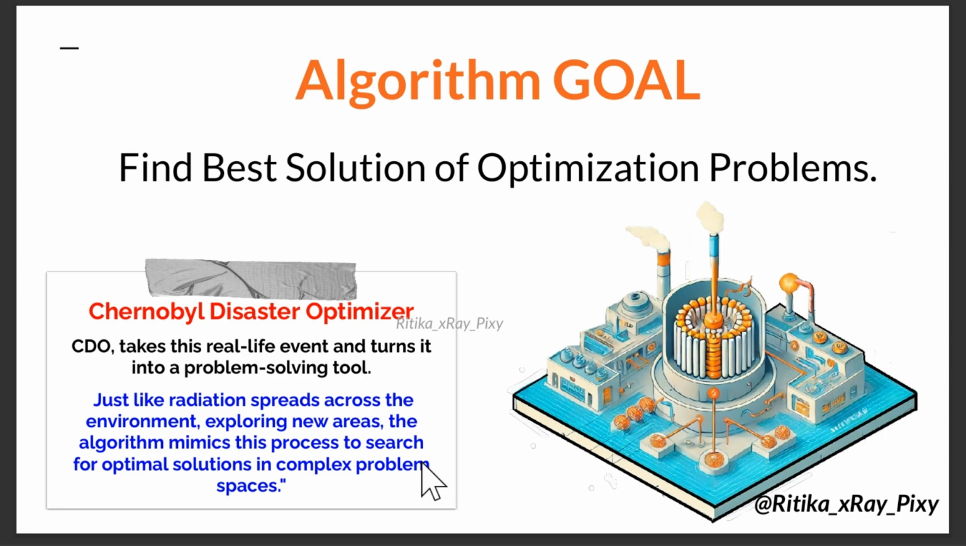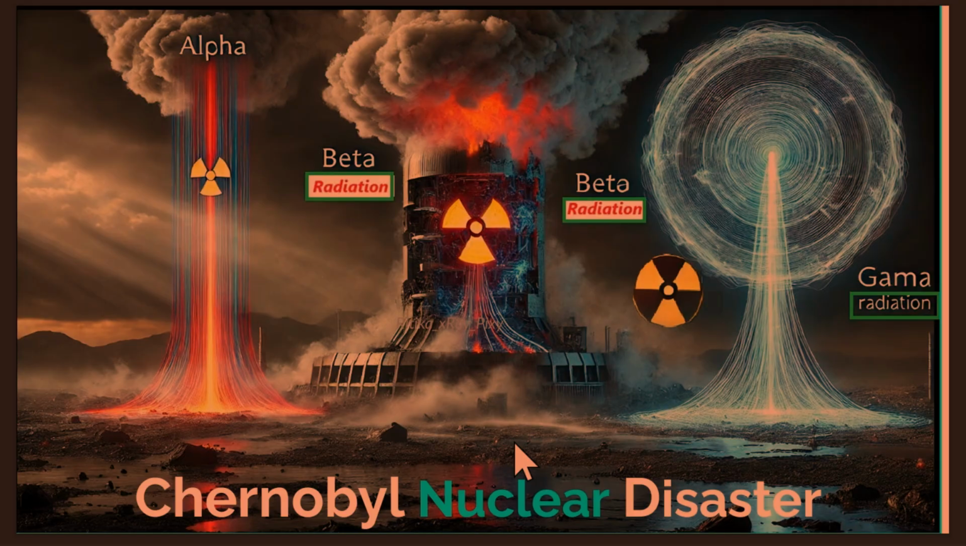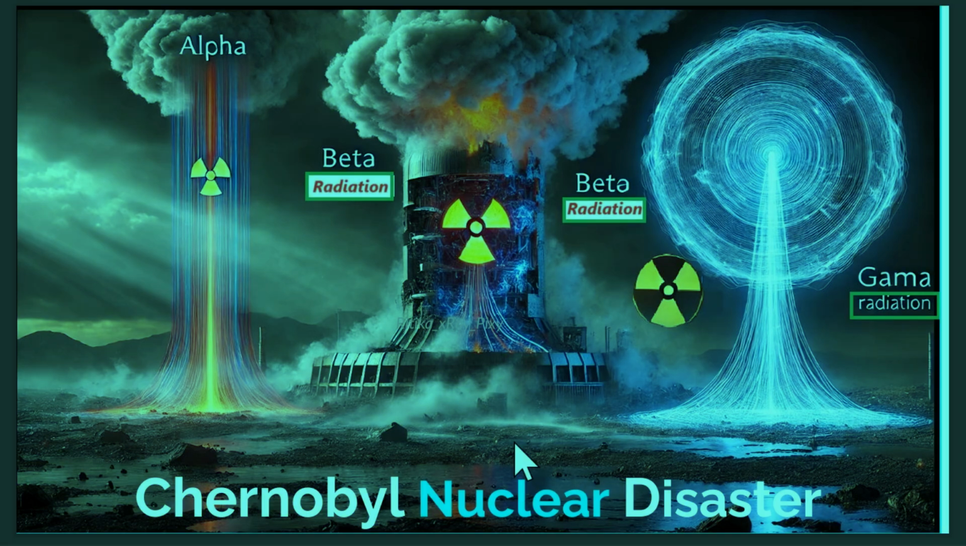So what is this algorithm's goal? Just like the particles in a nuclear explosion try to reach a stable state, the algorithm works to find the best solution for a problem by exploring and refining options over multiple iterations. And the process becomes more focused as the particles lose energy, helping the algorithm to focus on the optimal solution.